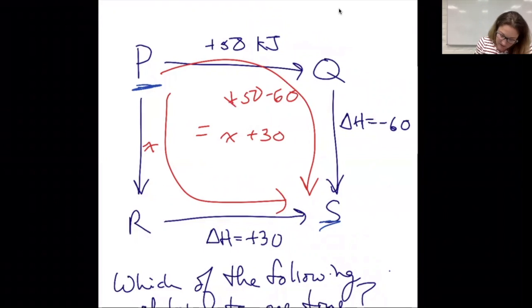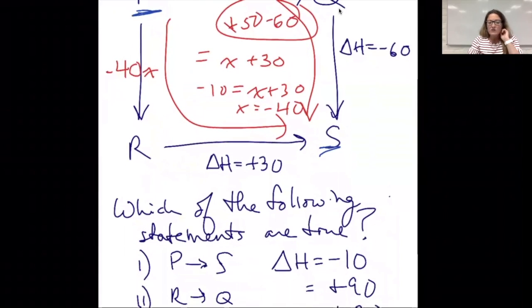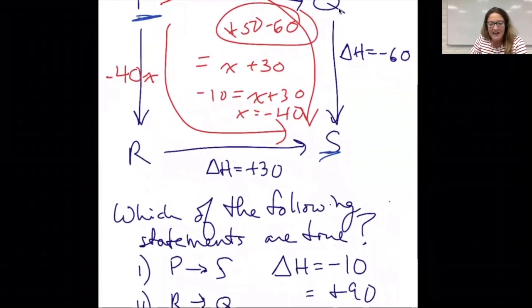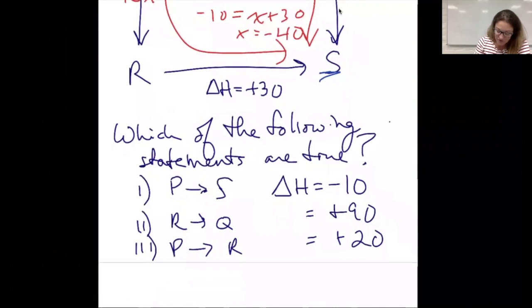or combining those, negative 10 equals x plus 30. X must equal negative 40. This path is negative 40. Now I'm going to take a look at my choices and see what makes sense. Which of the following statements are true? P to S equals negative 10. Well, if I went from here all the way to there, plus 50 minus 60, that is indeed true.